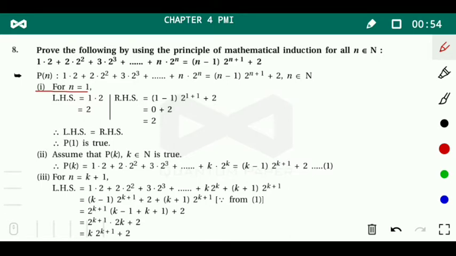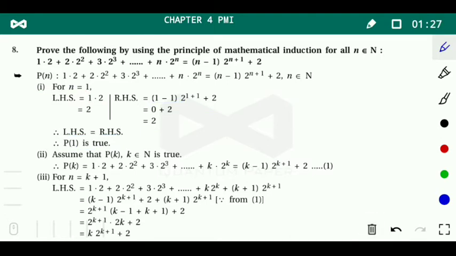So left hand side is 1 into 2. For n equal to 1 we have to take only the first term, so it gives 1 into 2 is equal to 2. As well as we have to find out the right hand side. For finding the right hand side we put n equal to 1. So 1 minus 1 is 0, yes or no? 2 raised to 1 plus 1 is 2 raised to 2, which is 4, but 4 into 0 is 0, and plus 2, so our answer is 2. Now see, left hand side equal to right hand side, therefore P of 1 is true.